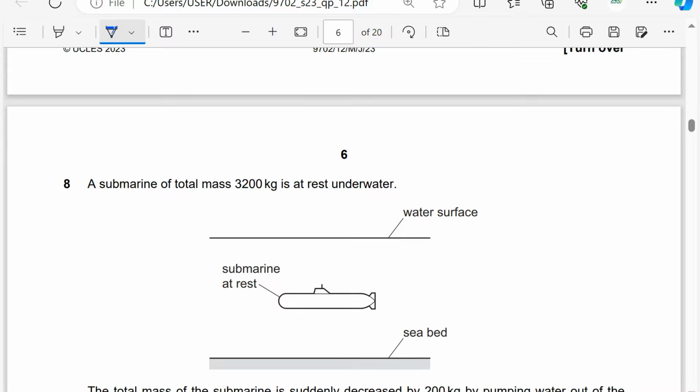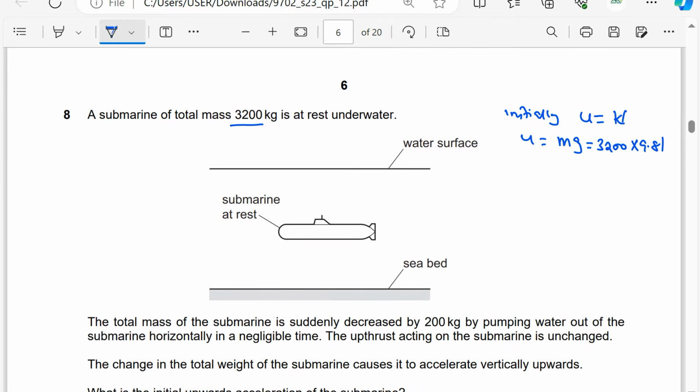A submarine of total mass 3,200 kilograms is at rest underwater. It is at rest underwater. So that means initially the upthrust on the submarine should be equal to the weight. That means initially the upthrust is equal to mg. Initially the upthrust is the mass, which is 3,200 times g, which is 9.81.